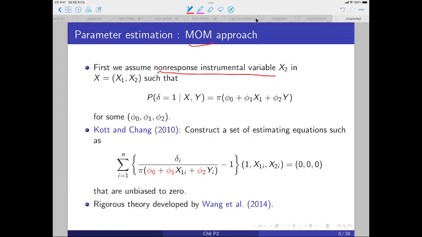With that, Kott and Chang propose solving this kind of equation. You have 3 unknown parameters and 3 equations. As long as you can have a solution, under some conditions, as long as you have a correct model, right?